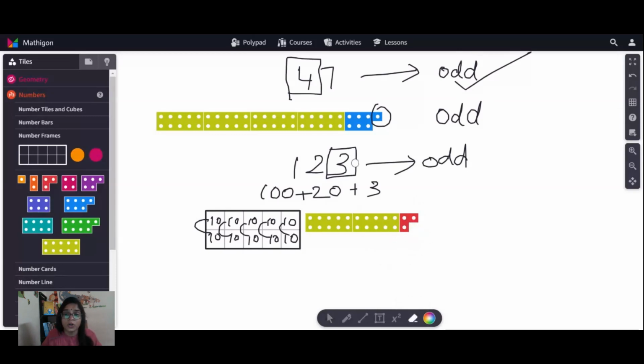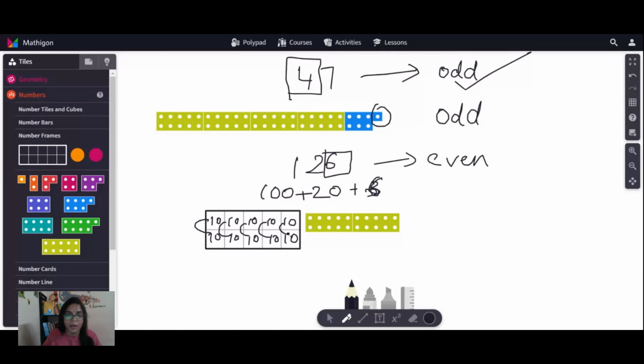If instead of 123, the number was 126, then what kind of a number do you think it is? Yes, you're right. It's going to be even based on what? Based on this. Let's see. This is 100, this is a 20, then we take a 6. Look, just by putting this fellow at the end, we made this number an even number.